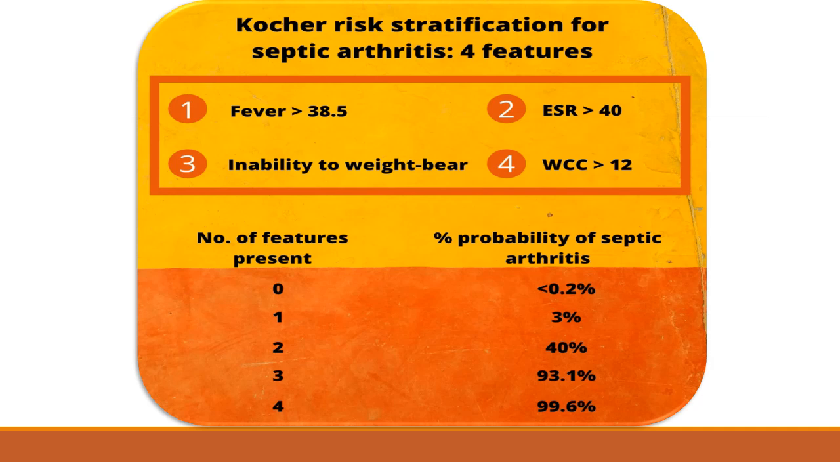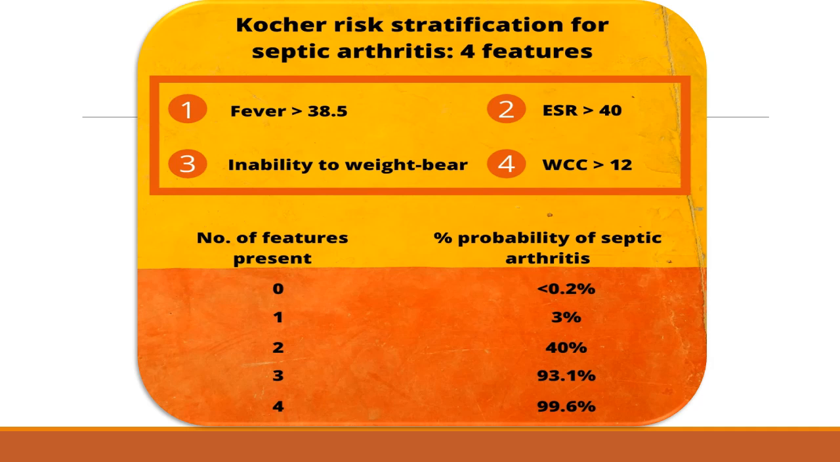The original Kocher criteria include 4 criteria. These are fever more than 38.5 degrees Celsius, ESR more than 40, inability to be weighed, and the refusal of the patient to stand on that limb. And the 4th criterion is a white cell count of more than 12,000 cells per microliter.